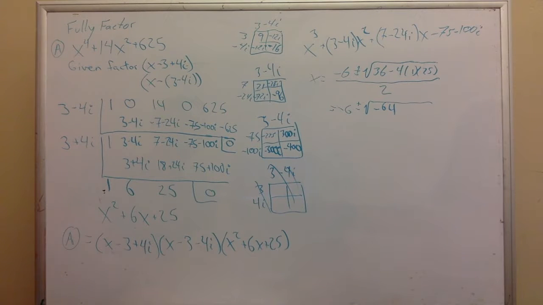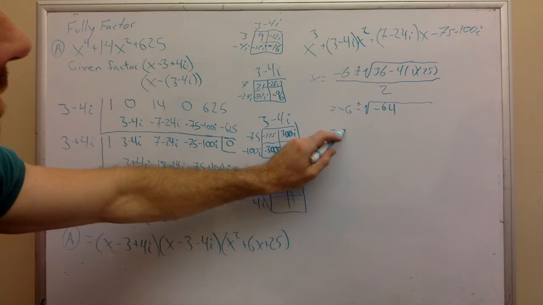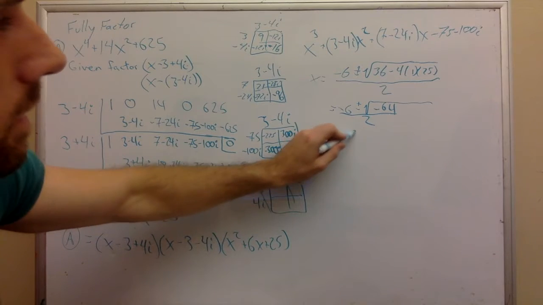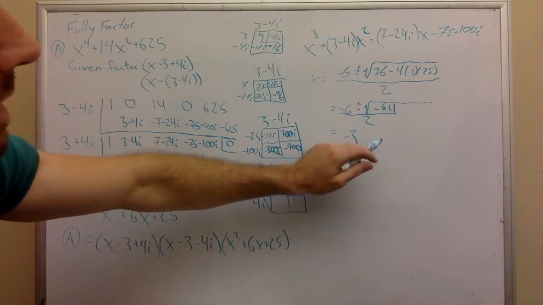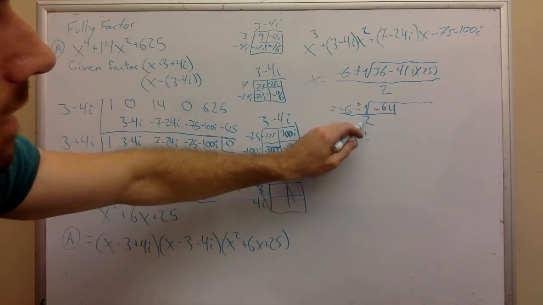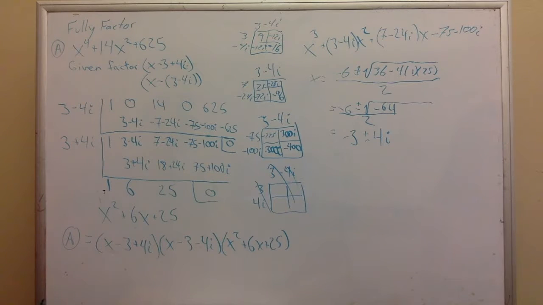So that would be, sorry, that's all over 2 still. So when we divide that, we get negative 3. Square root of 64 is 8. So that's going to be 8i plus or minus 8i, but divide by 2. So plus or minus 4i.